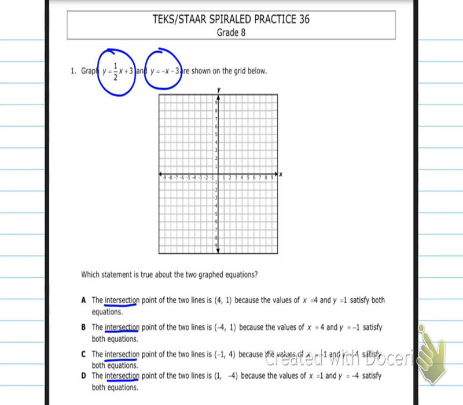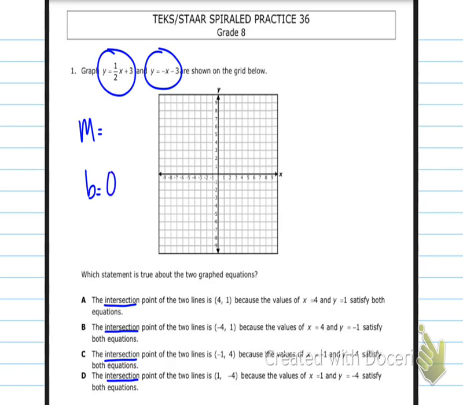And then what's the solution of a system? It's the intersection. So we want to figure out the intersection that's going to happen here. But that requires us to graph it. So let's graph the first one by graphing M and B.